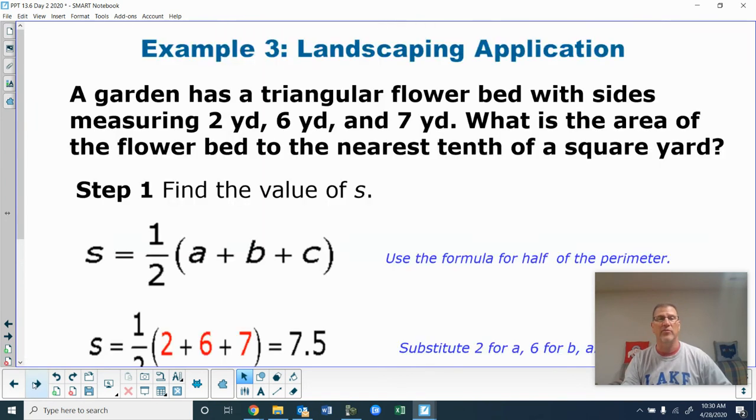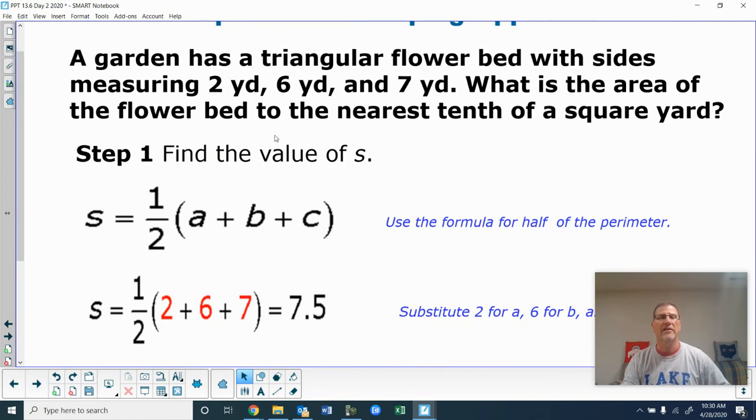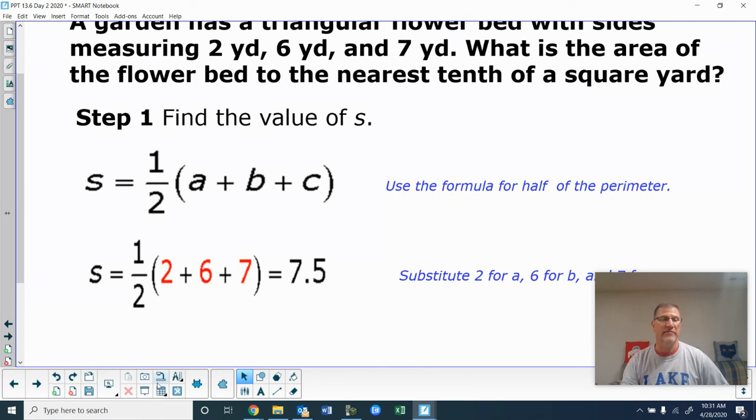Okay, so here's an example of that. 2, 6, and 7 were the sides of our triangle. So they put 2, 6, and 7 in for A, B, and C. And half of that was 7.5. All right, 8 and 7 was 15, half of 15 is 7.5. That's the S value.